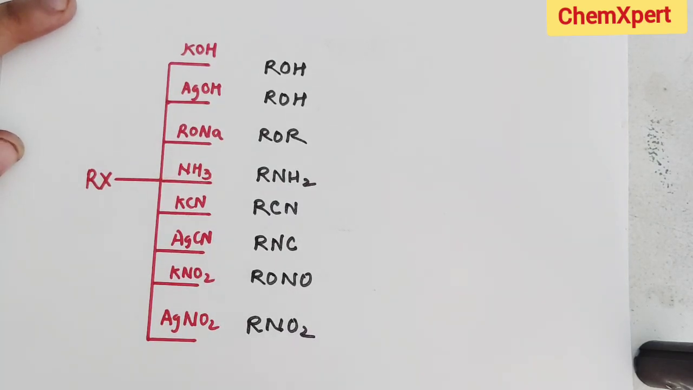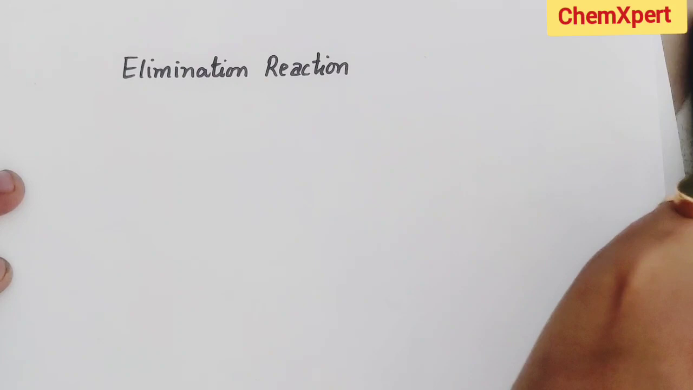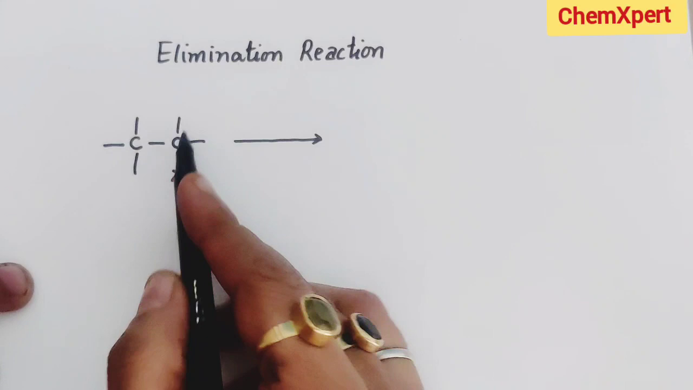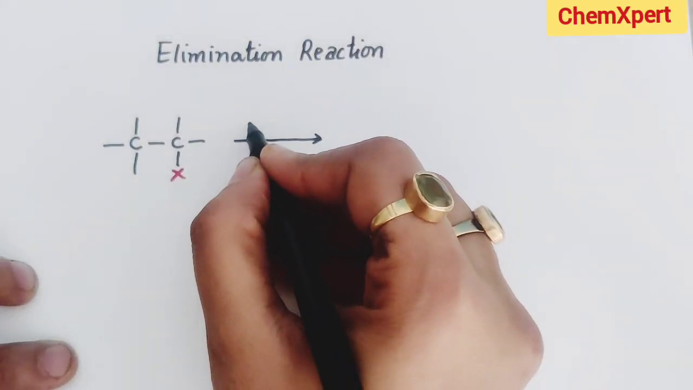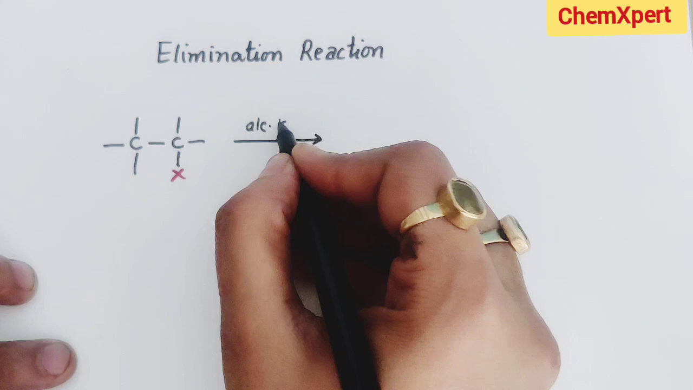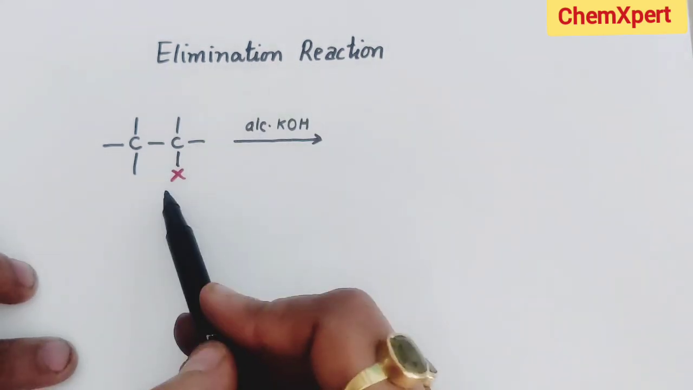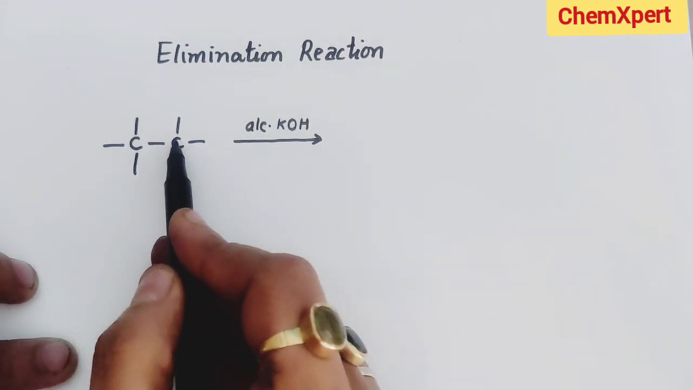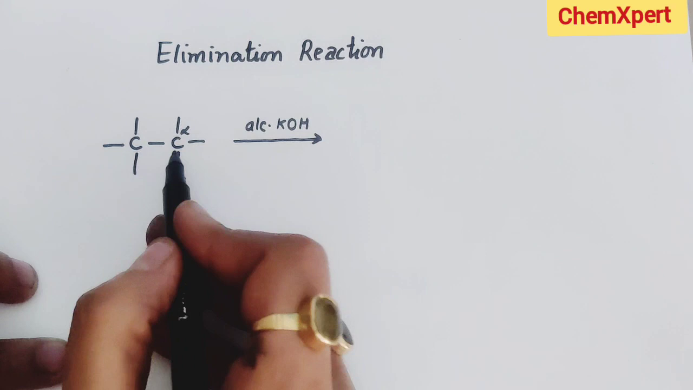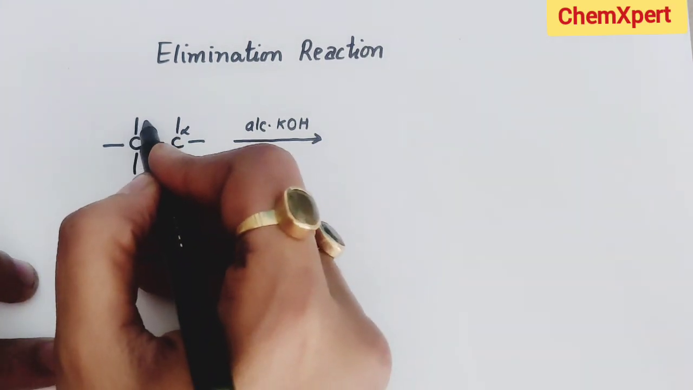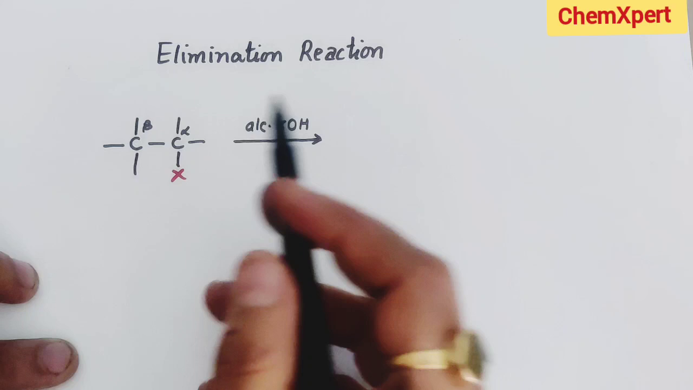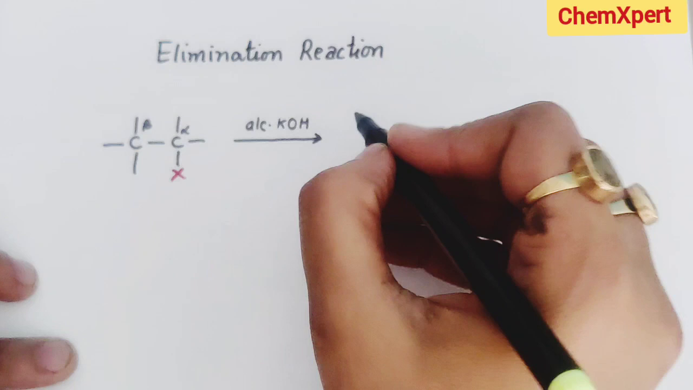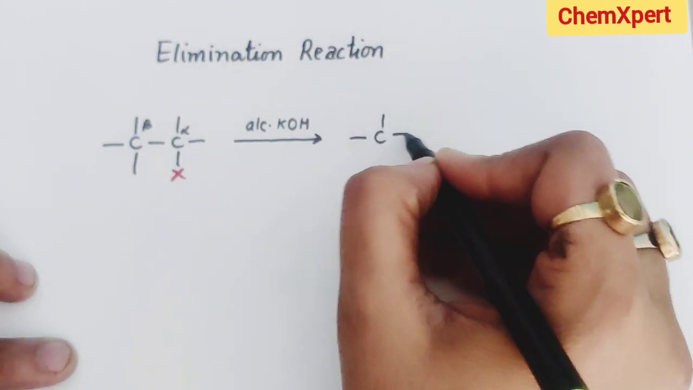Now we will discuss the second category here. The next classification of reaction is the elimination reaction. What happens in this case when a haloalkane is treated with alcoholic KOH? Then a beta elimination reaction will take place. Now what do we mean by beta here? The carbon to which the halogen is attached is the alpha carbon, and the carbon attached to the alpha carbon is the beta carbon. The elimination reaction takes place in such a way that hydrogen from the beta position and halogen from the alpha position are removed and an alkene is formed.